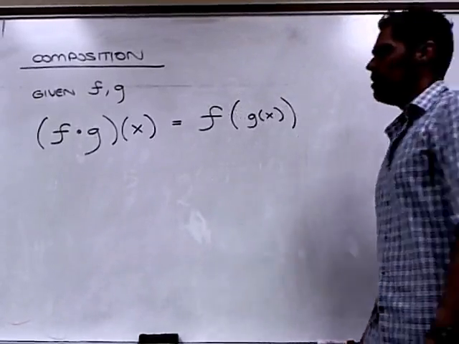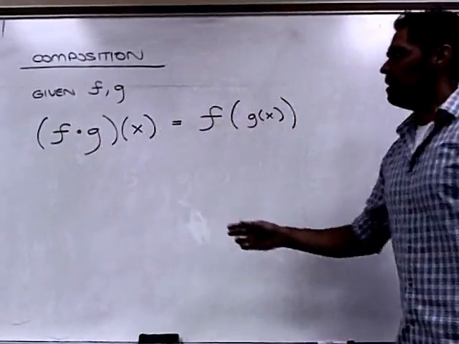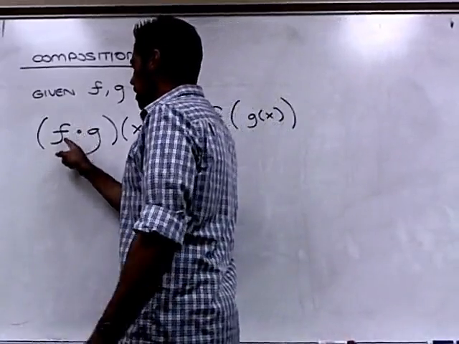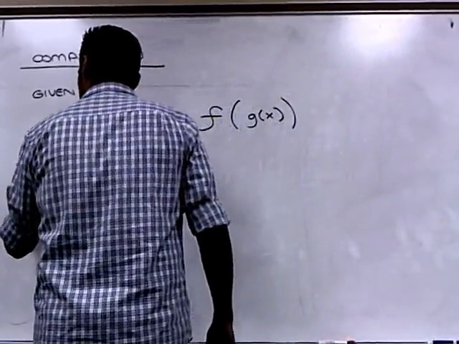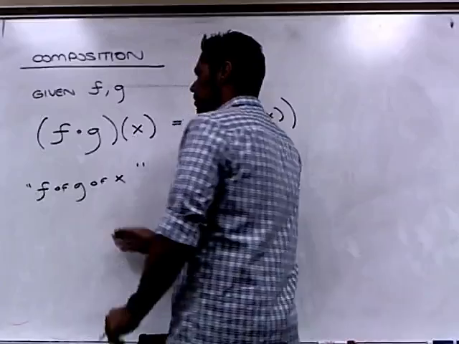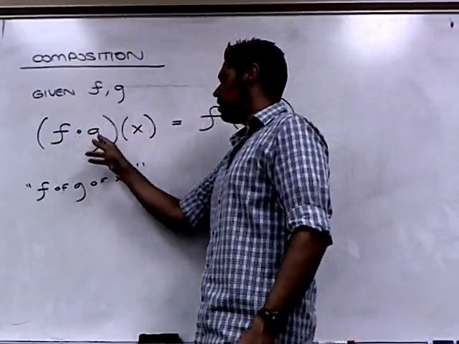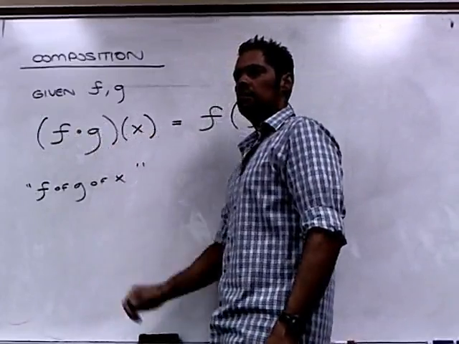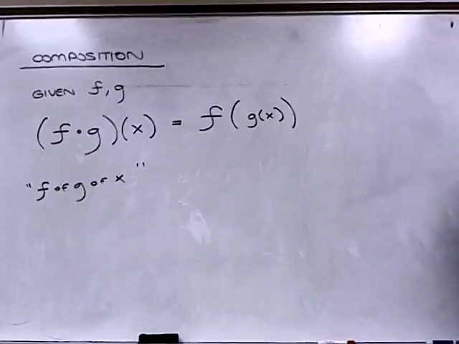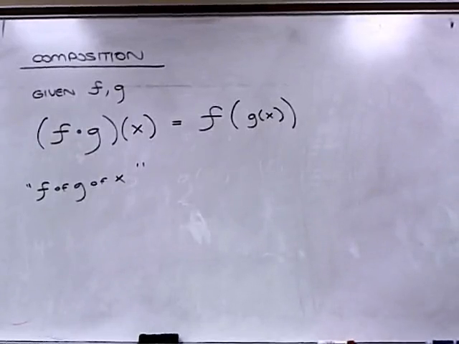Some teachers call this fog. I don't like that, for the same reason I don't like FOIL. The way you read this is f of g of x. That's the way you read this, f of g of x. So I'm going to do an example with this, and then we're going to move on and see what would happen if I changed the order. If I did g of f of x instead, would it change things?